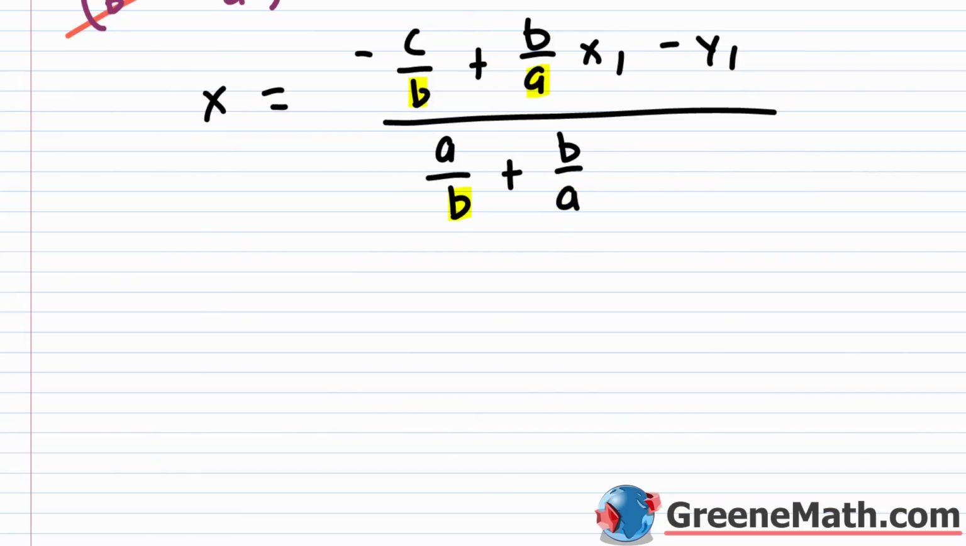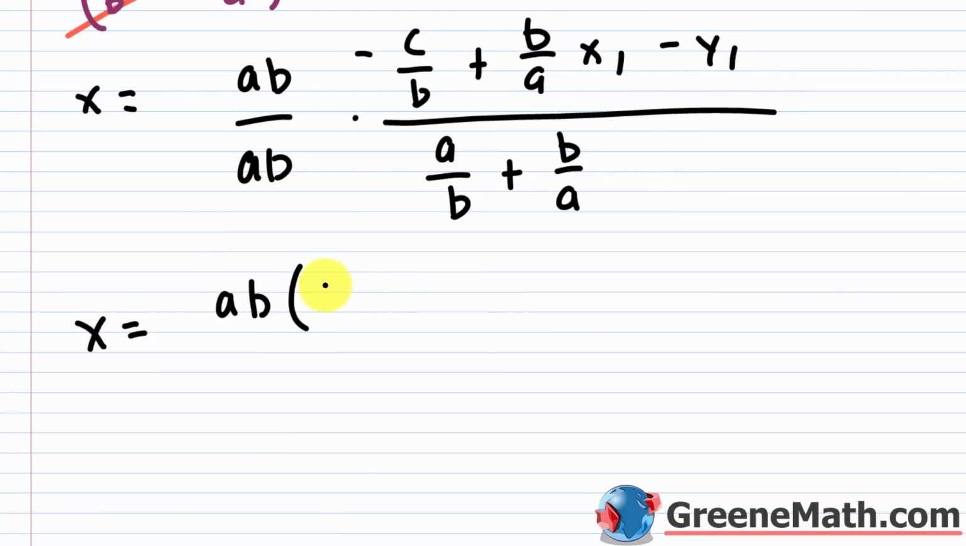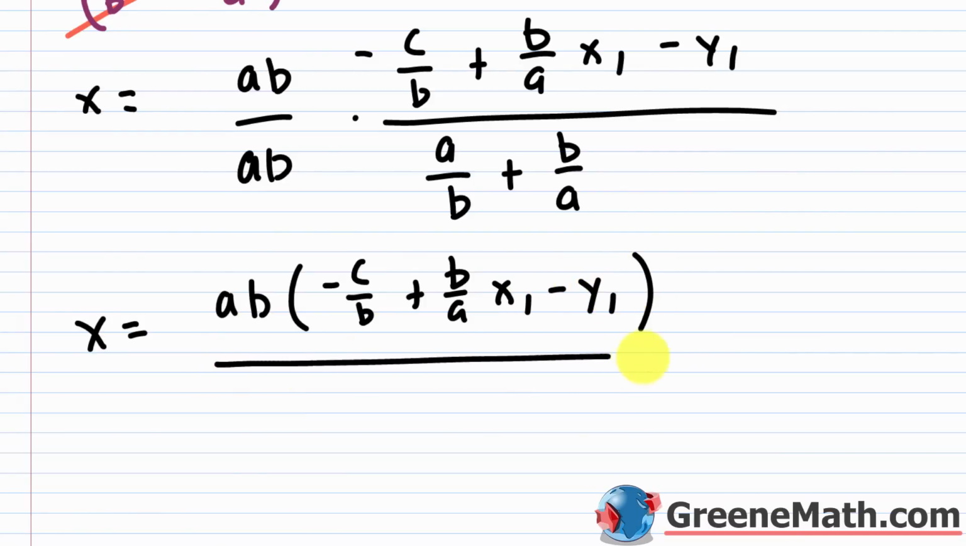So all you have to do is multiply the numerator and denominator. So x equals, multiply the numerator and denominator of the complex fraction by that LCD, which is ab. So I'm going to go ab over ab. So I'm just multiplying by 1. I'm not changing anything. So let's go x is equal to, you're going to have ab times this up here. So negative c over b plus b over a times x sub 1 minus y sub 1. Down here, you're going to have this ab times this quantity a over b plus b over a.